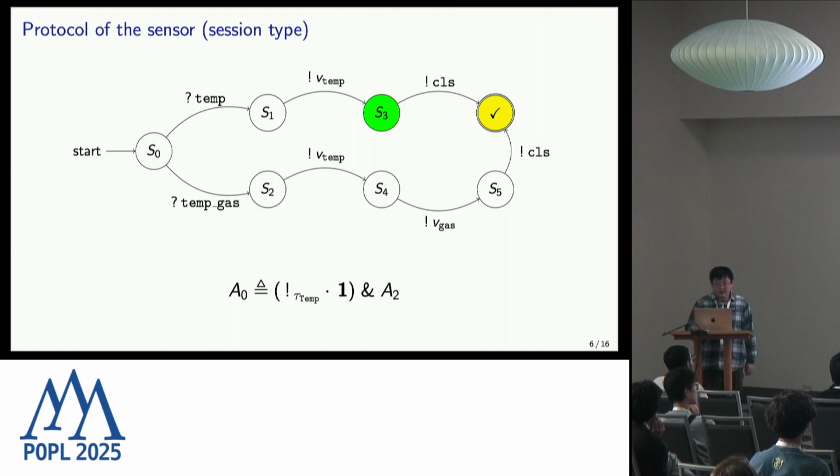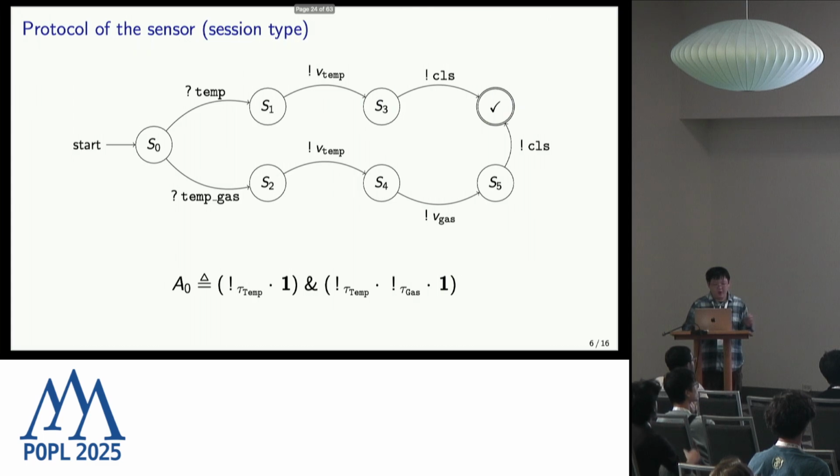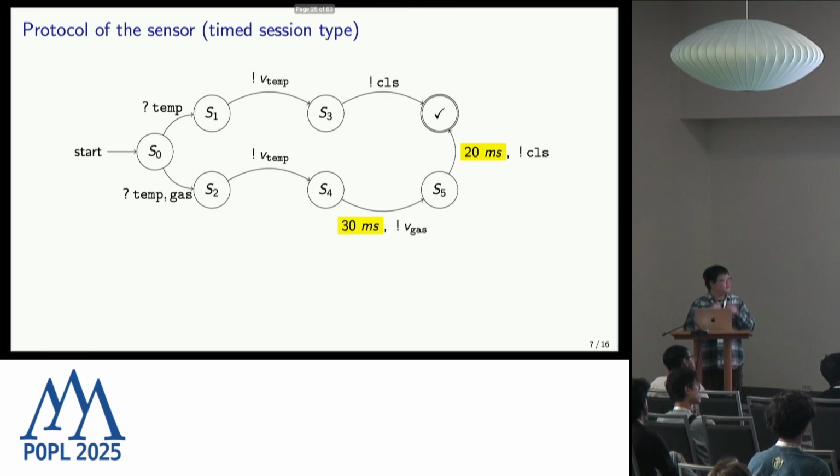So that's it. And we do the same specification, the same dance, for the second branch, where the protocol says I'm going to first send you the temperature data, then I'm going to send you the air quality data, then I'm going to close, consecutively. Now we put the times in.